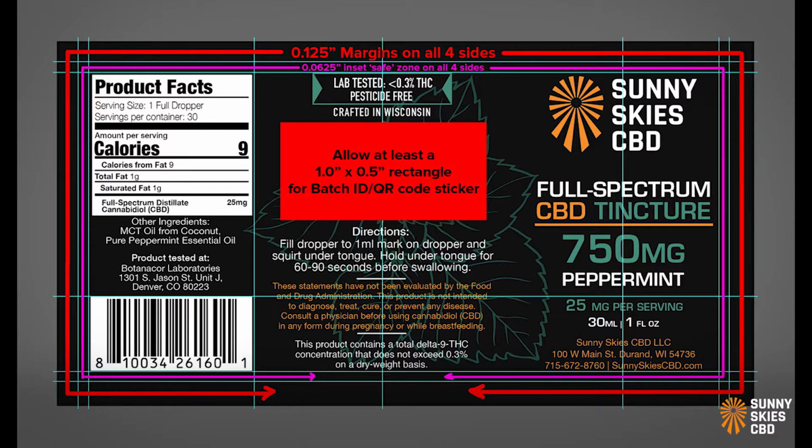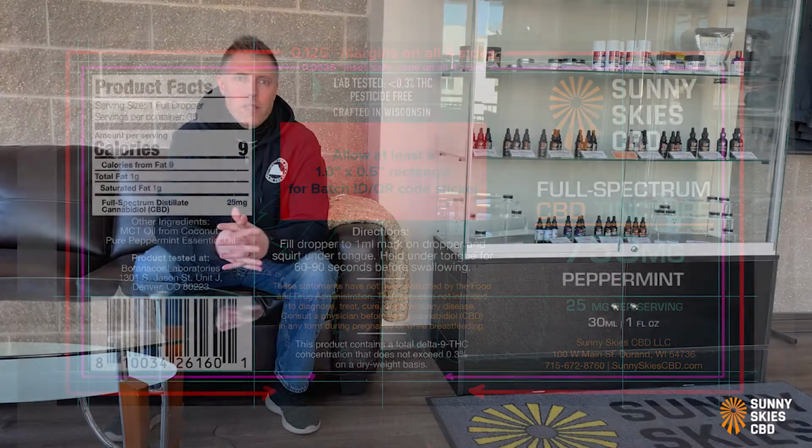In your document setup, we recommend having a bleed of 0.125 inches on all sides of the document. Also, a 0.0625 inset safe zone where no text runs into the edge of the document. This just ensures that when the label is printed, if there's any misalignments, things don't get cut off or cropped.